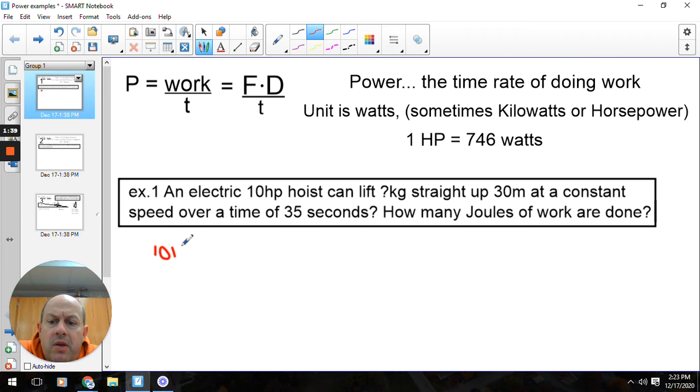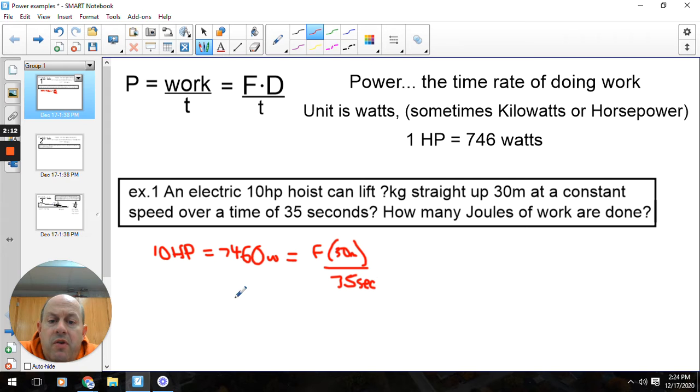And if we convert that into watts, that would be 7,460 watts. Okay, and then that's going to equal the force. So our force, in this case, will be the weight that we're lifting, times the distance. Our distance was 30 meters over a time of 35 seconds.